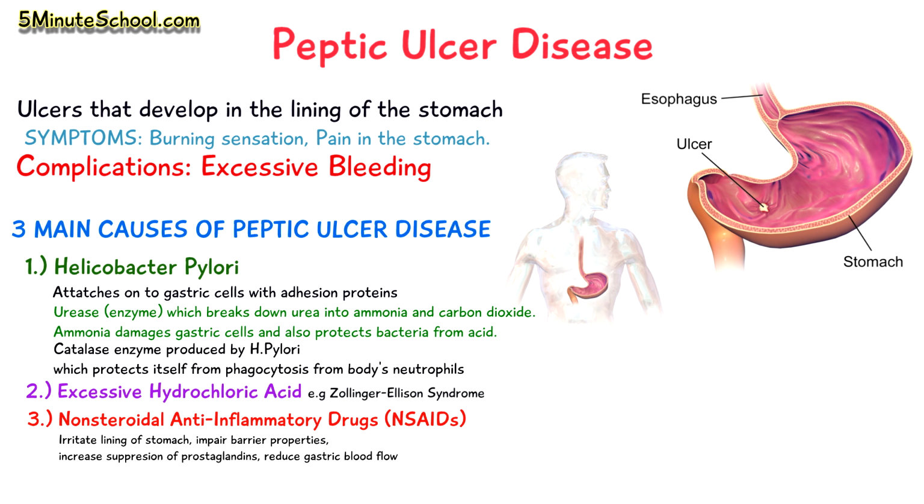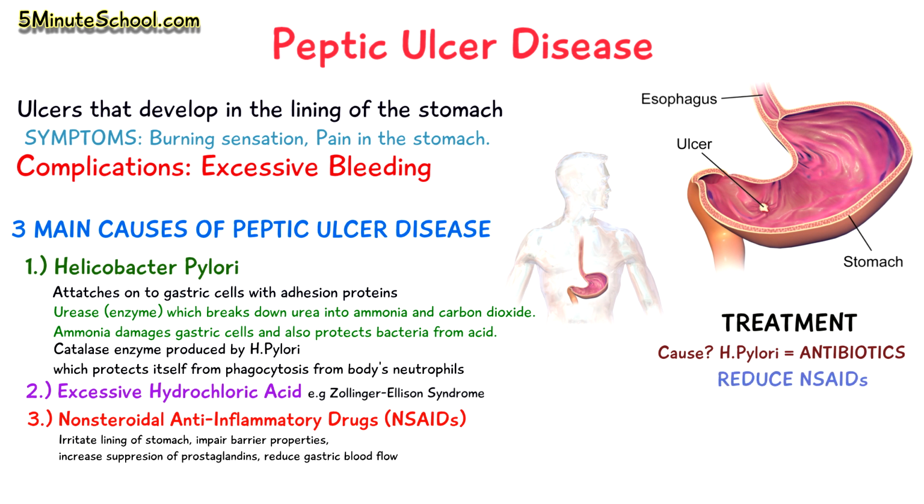Now we're going to talk about how it's treated. So in terms of the treatment of peptic ulcer disease, if the cause is due to Helicobacter pylori, antibiotics are usually the first line of treatment. Additionally, reducing the intake of non-steroidal anti-inflammatory drugs is also recommended. Oral antacids are usually a temporary form of treatment because they buffer the gastric acid.